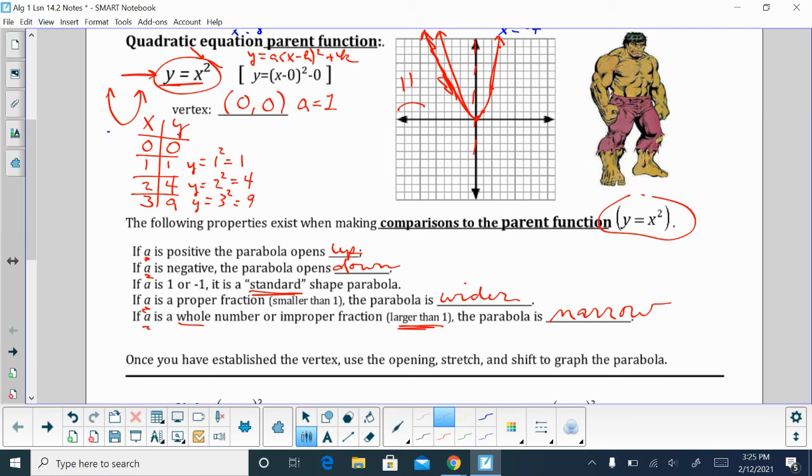Alrighty, so stay tuned for some more examples. Please make sure you add all this info to your notes. It's very, very helpful in predicting the behavior of a quadratic and also helping you determine if you did it correctly.